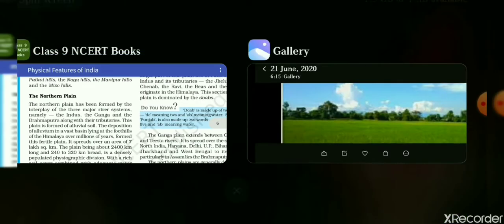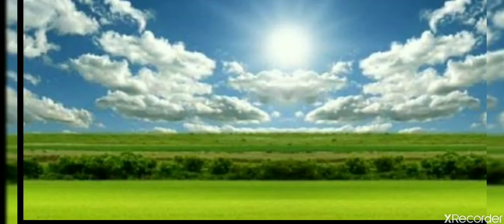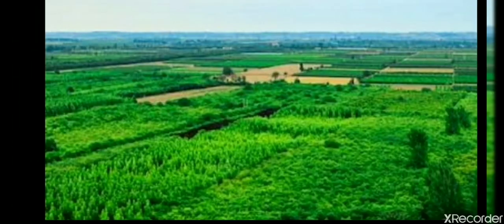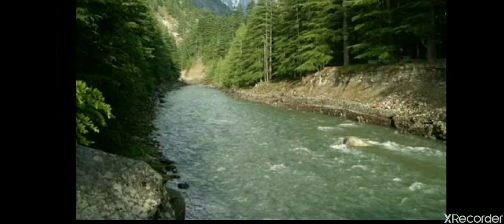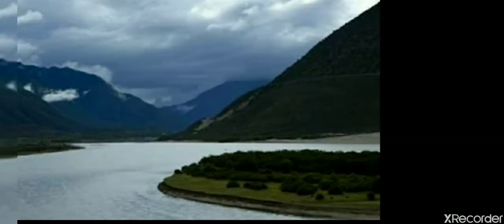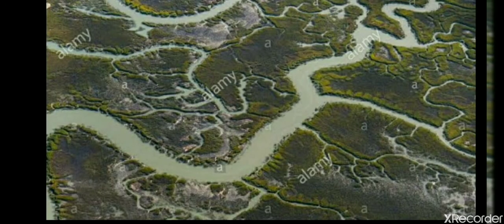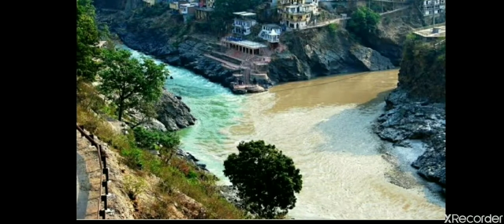So let us understand this paragraph with the help of picture. As I read, the northern plain has been formed by interplay or interaction of three major river systems, namely the Indus, the Ganga and the Brahmaputra, along with their tributaries. Here tributaries means a small river that joins a large river. These rivers actually deposited alluvium at the foothills of Himalaya over millions of years to form their fertile plain.